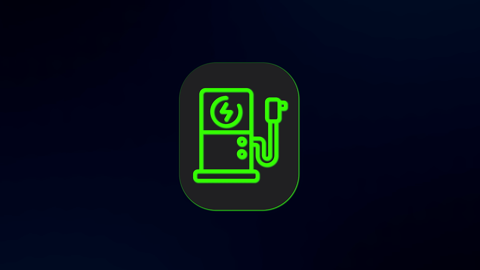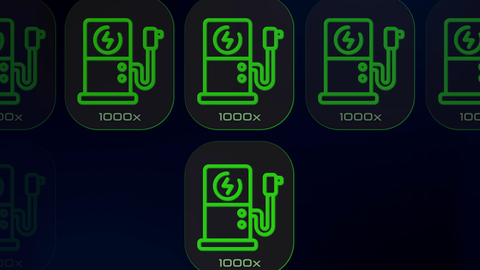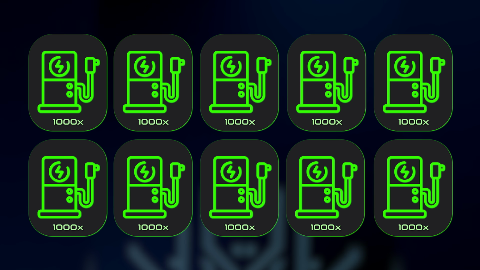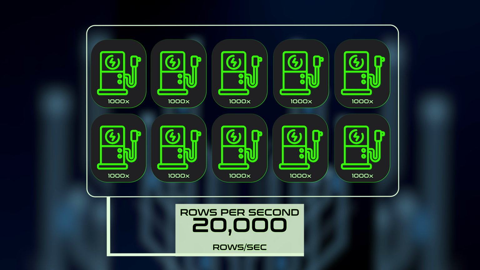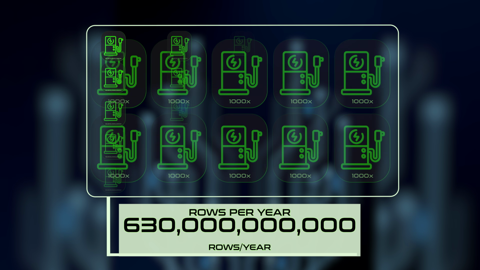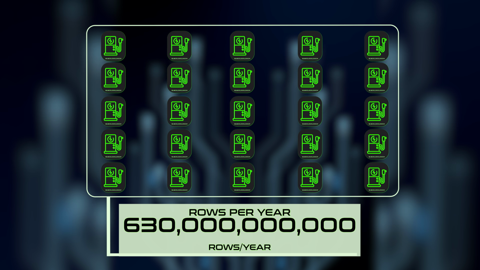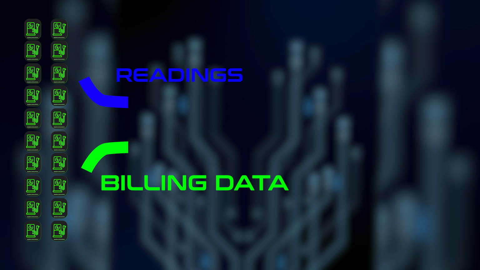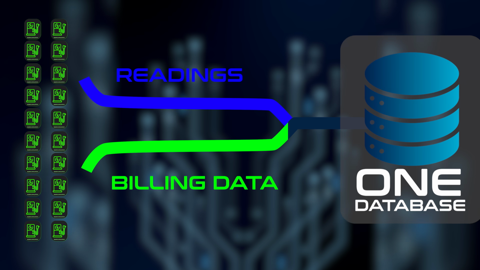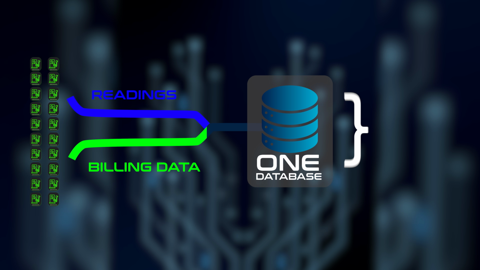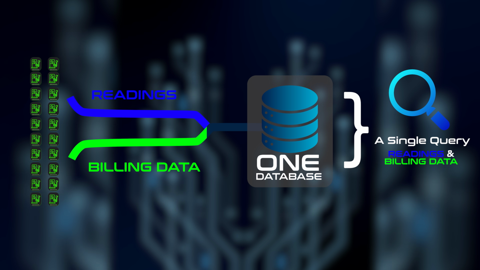Now think about scaling all of this up. A network with 10,000 chargers that's sending readings every 30 seconds generates about 20,000 rows of data per second, okay? So that's roughly 630 billion rows per year. And what makes that genuinely hard is that the readings and the billing data are completely different types of data, but they do actually have to live together. Because the moment a customer disputes a bill, you need both of them in a single query.